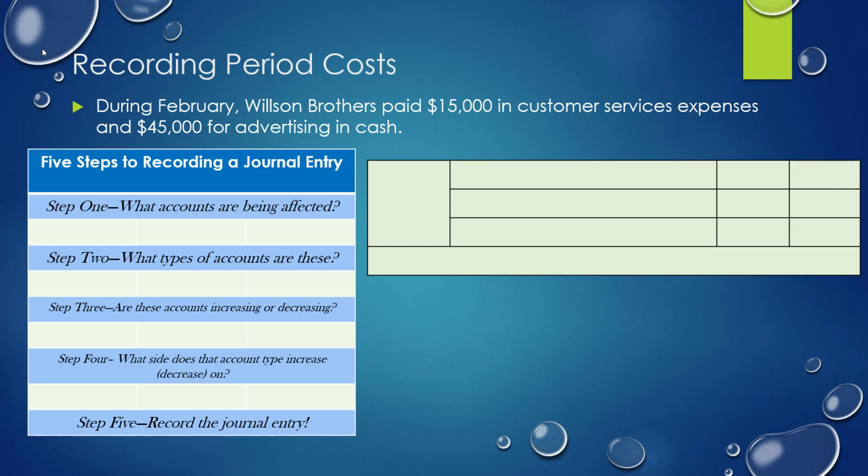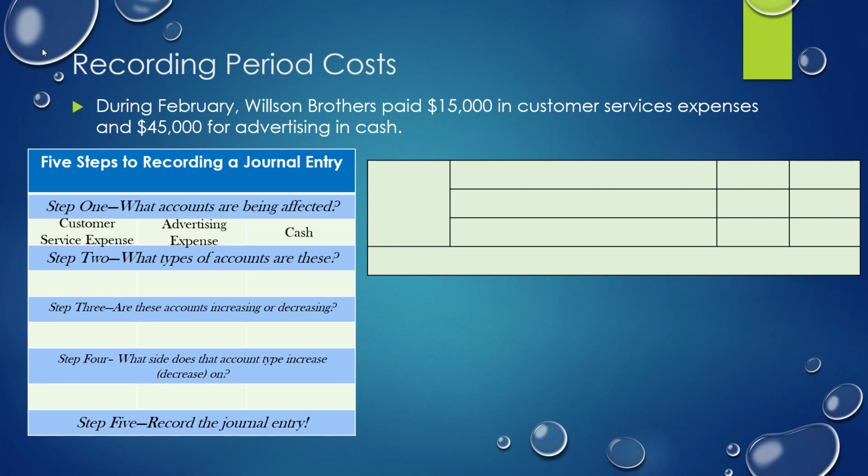They can't be inventoried. They are period costs. They are part of our operations aside from the production process, which means we're going to expense these under each respective expense account for customer service expense and advertising expense. We are paying for these expenses in cash, so that's the third account being affected.